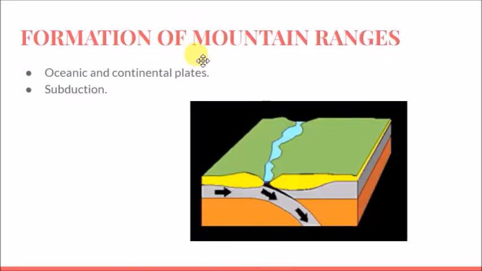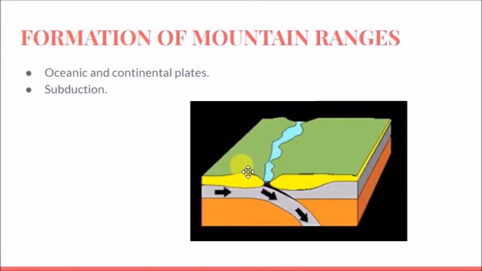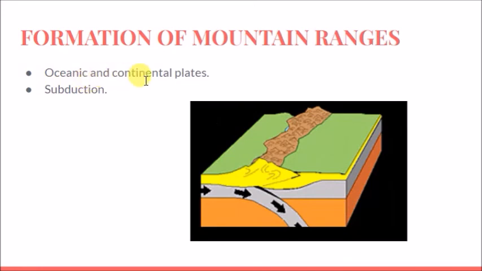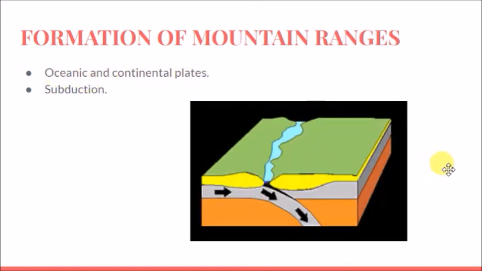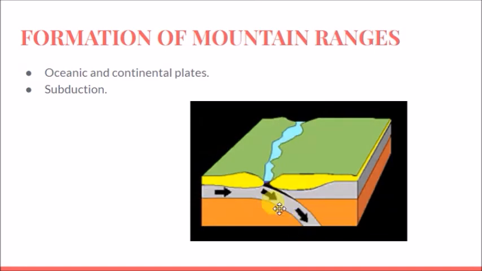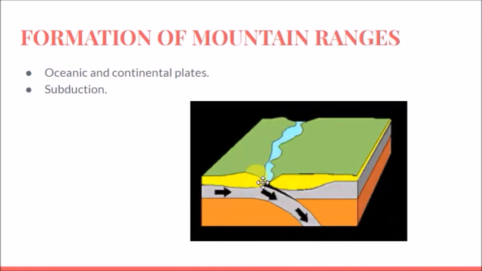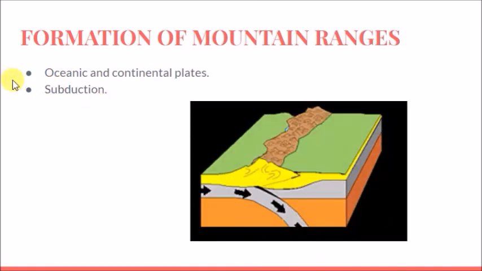Last of all, we are going to talk about mountain ranges and how they are formed. So they are formed by continental and oceanic plates. The continental plate slides over the oceanic plate, while the oceanic plate goes down. This is called the subduction zone, and the process is called subduction.